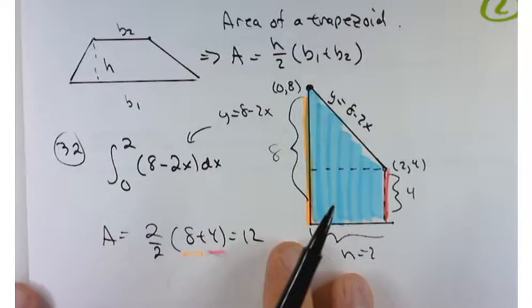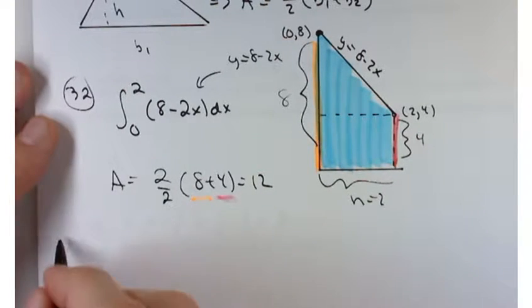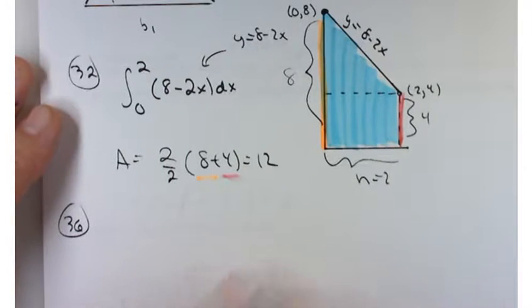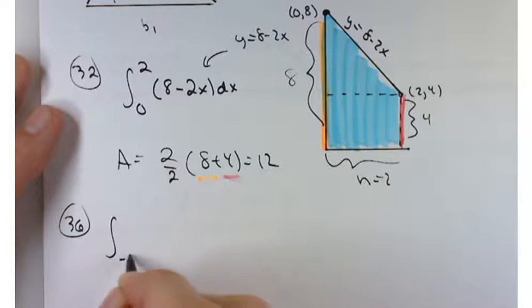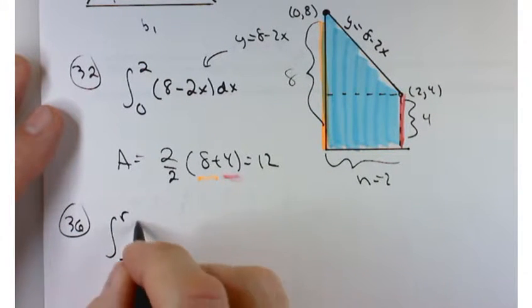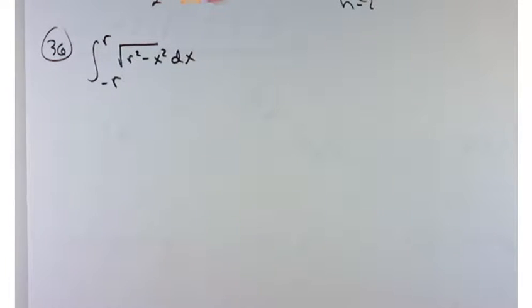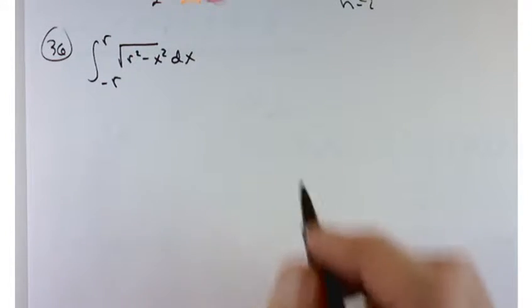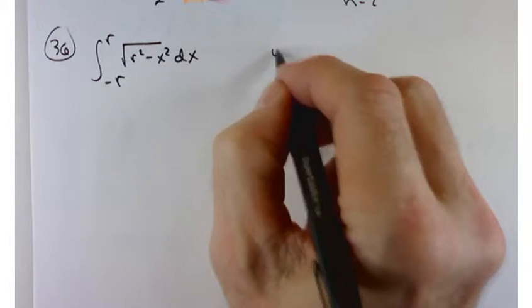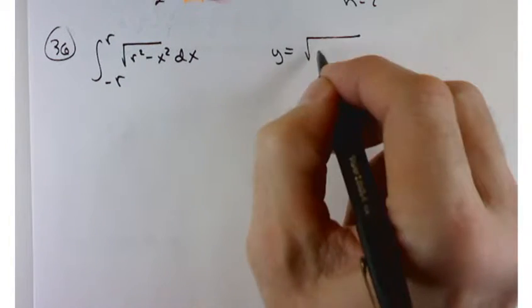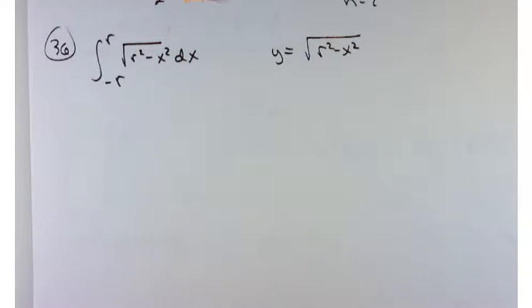The next one's going to be a little more challenging. It's problem number 36. The integral from negative r to r of the square root of r squared minus x squared dx. Boy, that looks kind of intimidating. It's a little less intimidating when you understand what this function is, what the integrand really represents. So let's consider the graph of y equals the square root of r squared minus x squared.